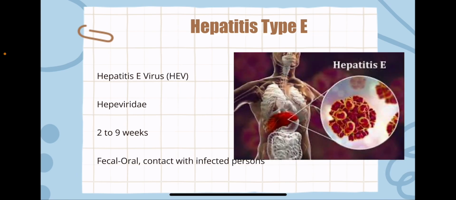And lastly, we have hepatitis type E. Its etiology is the hepatitis E virus, HEV, and it comes from the Caliciviridae family. It is transmitted fecal-orally through food or previously infected individuals. It affects all age groups and has an incubation period of 2 to 9 weeks. It can be lethal in pregnant women.